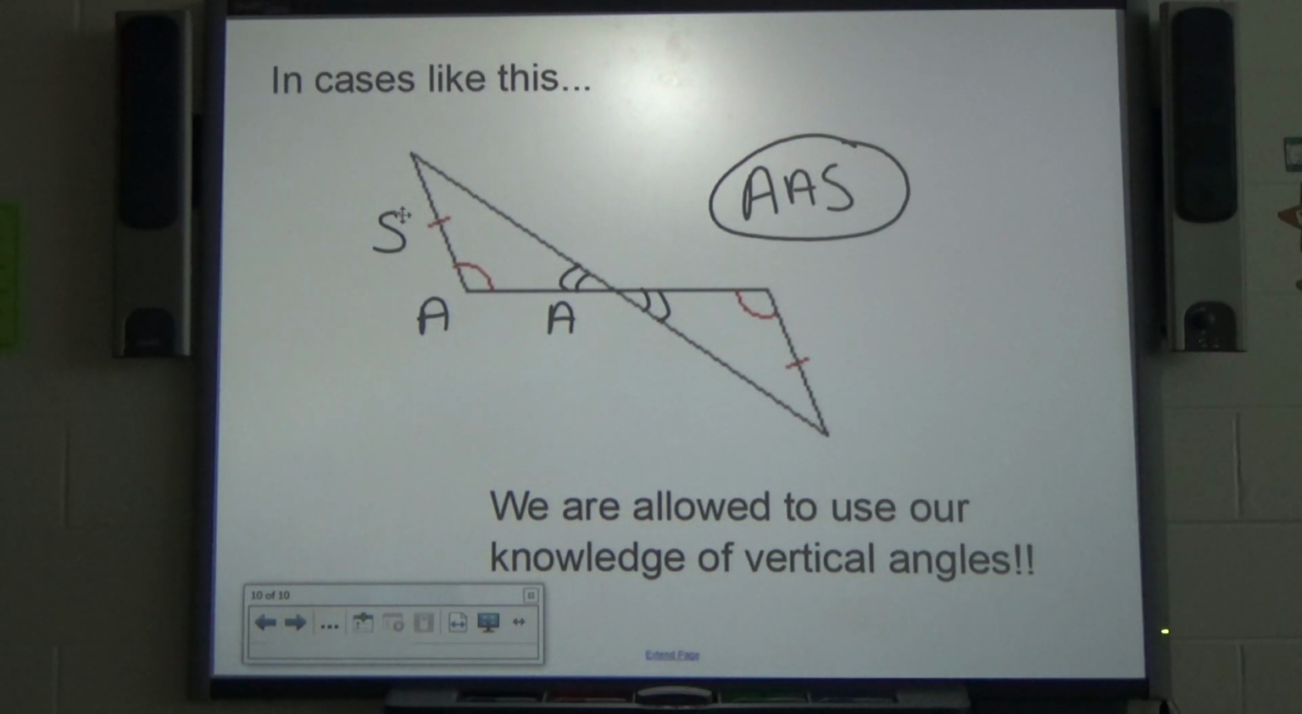So those are all of the postulates that we're allowed to use. Make sure you bring these to class with you tomorrow, and we are going to start applying these and figuring out how to see all of these theorems and postulates in practice.